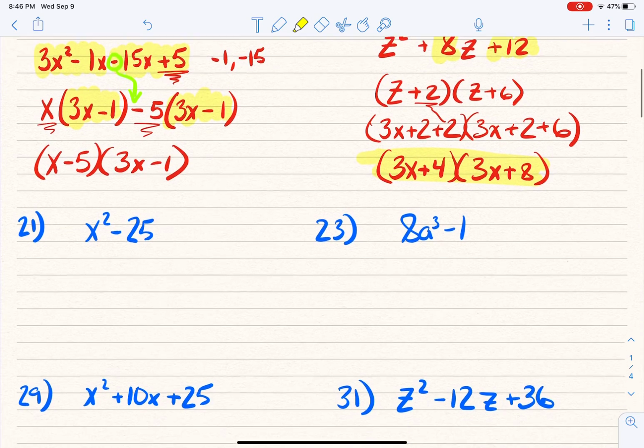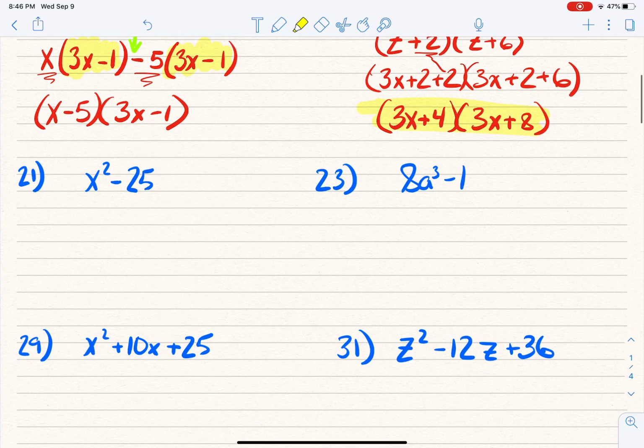All right, now let's see what we got going on here. 21 and 23. 21 is a really simple problem. It says simply x squared minus 25. And x squared minus 25 is what's called the difference of two squares. We have x being squared, and we have something else being squared that gives us that 25. So hopefully you would look at this and in your head you go, well, that's the same thing as x squared minus 5 squared, because 5 squared is 25. And so this is where we call this the difference of two squares.